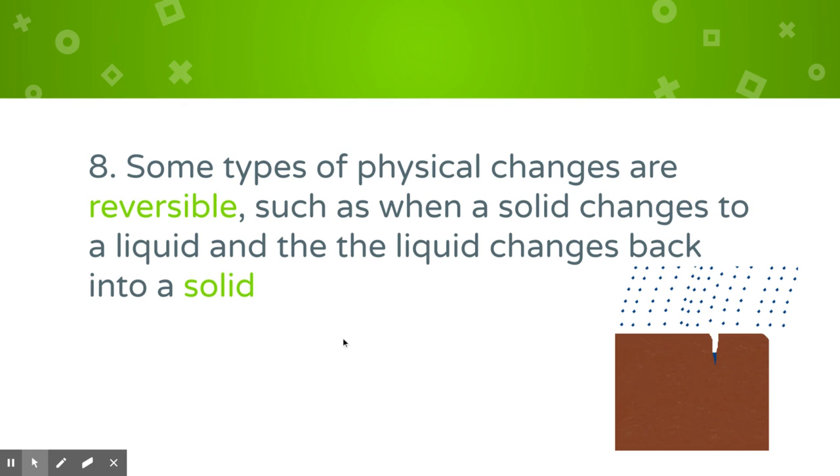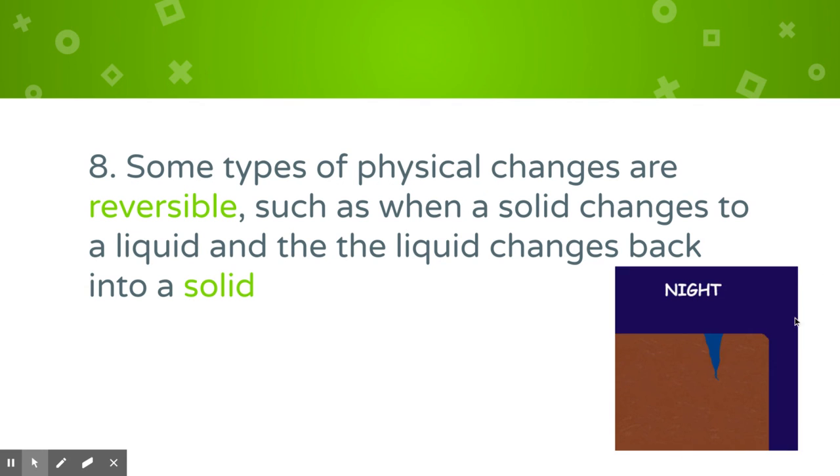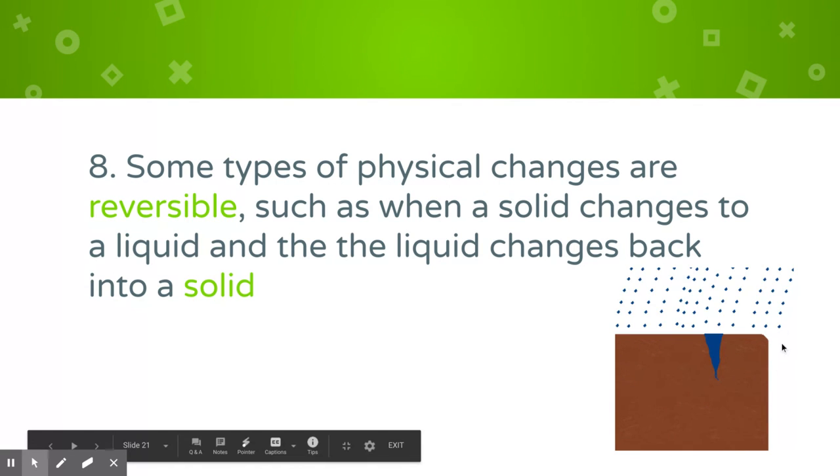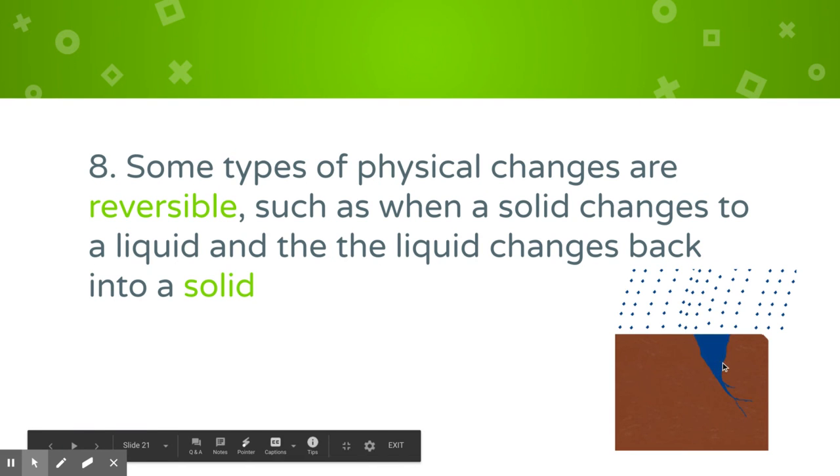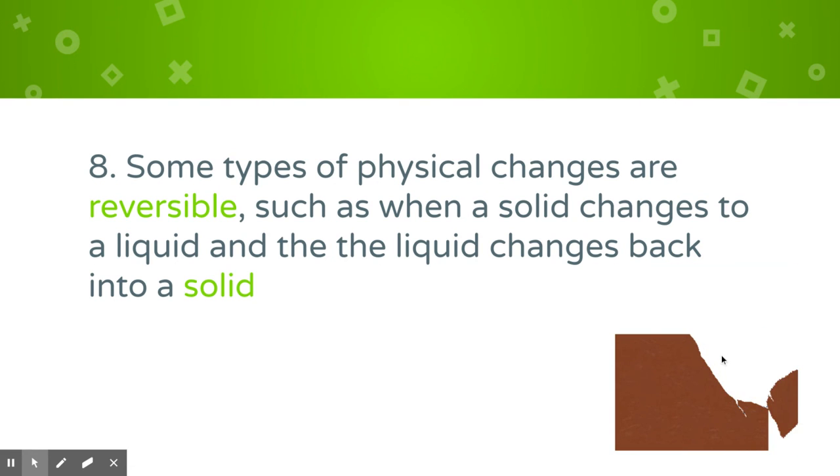Some types of physical changes are reversible, such as when a solid changes into a liquid and the liquid changes back to a solid. This is a process called ice wedging. You learn about it in 8th grade. If you have cracks in your sidewalk that get bigger over time, what happens is they fill up with water. The water freezes. Now, water has a unique property: when it freezes, a crystalline structure forms, and it actually expands.